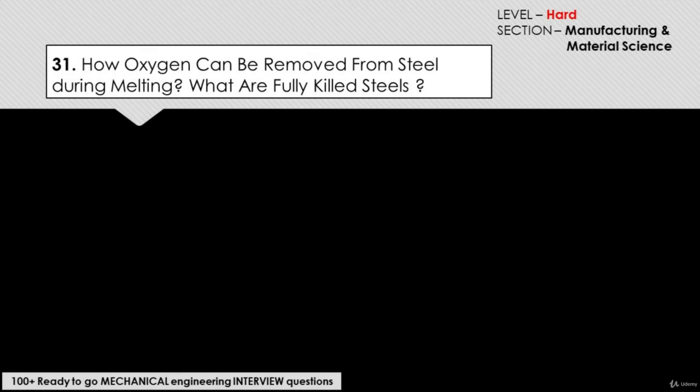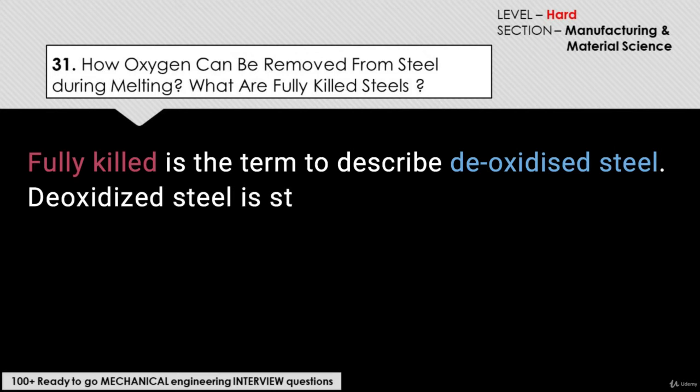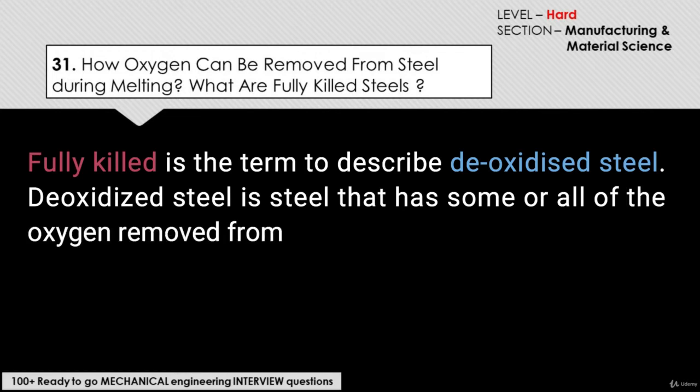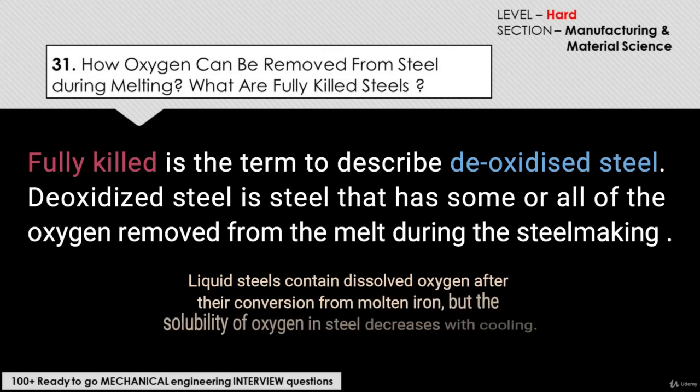How can oxygen be removed from steel during melting, and what are fully killed steels? Fully killed is the term to describe deoxidized steel. Deoxidized steel is a steel that has some or all of the oxygen removed from the melt during the steel making process. Liquid steels contain dissolved oxygen after their conversion from molten iron, but the solubility of oxygen in steel decreases with cooling.